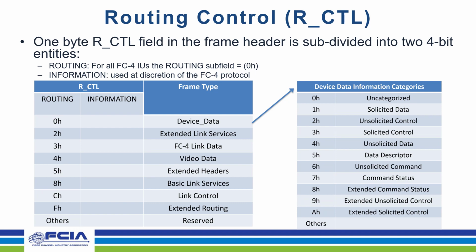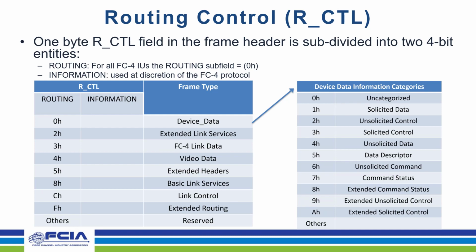So Dave introduced you to this R_CTL field of the Fibre Channel frame header. And this field is very critical in the definition of those IUs. So you may remember Dave said that the R_CTL field is a 1-byte field, but it's broken down into two 4-bit fields, the routing and the information category. And as noted on the chart, all FC-4 IUs are transported in frames with the routing subfield set to 0, which is device data. But the information category subfield is used at the discretion of each FC-4 protocol to then further classify how the IUs are treated.